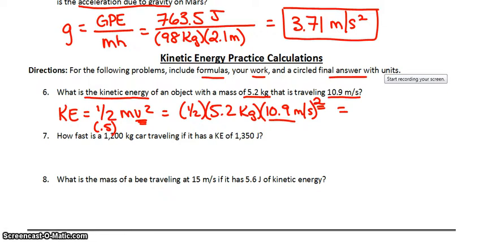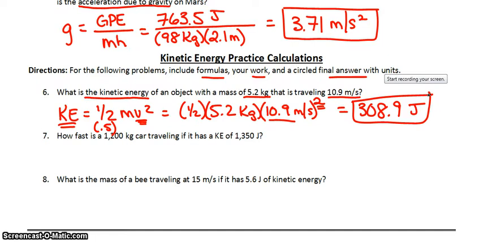All right, if you plug that into your calculator appropriately, you would get an answer of 308.9. And then we have to think of our units. Energy should tell us that we want it in joules. All right, let's look at number 7.